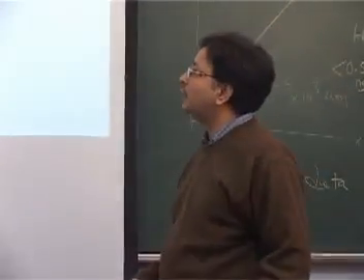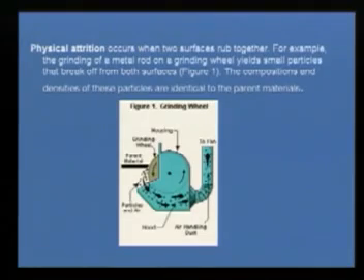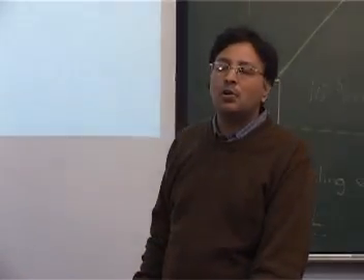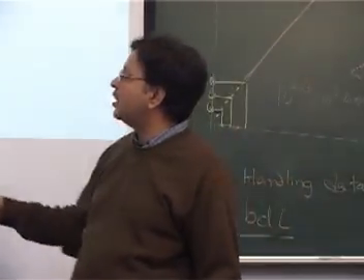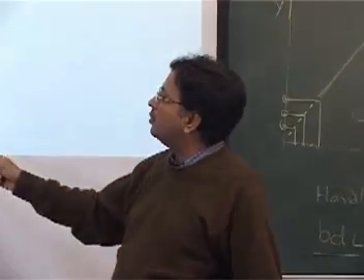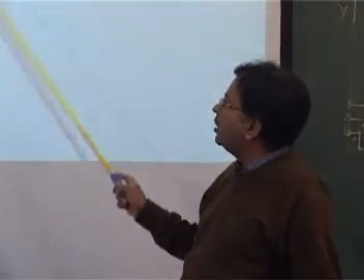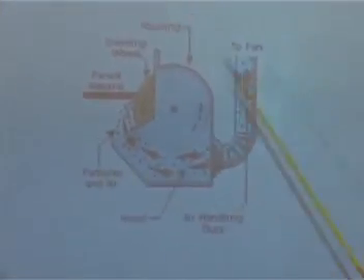Physical attrition: these are the large particles that can be formed in industrial processes. This is the grinding machine, basically a grinding wheel. Things are being ground, a very common thing, especially in any ore processing, where grinding is done to begin with. You see the little particles falling off, and then you are collecting them with the fan, and these particles will be large in size.